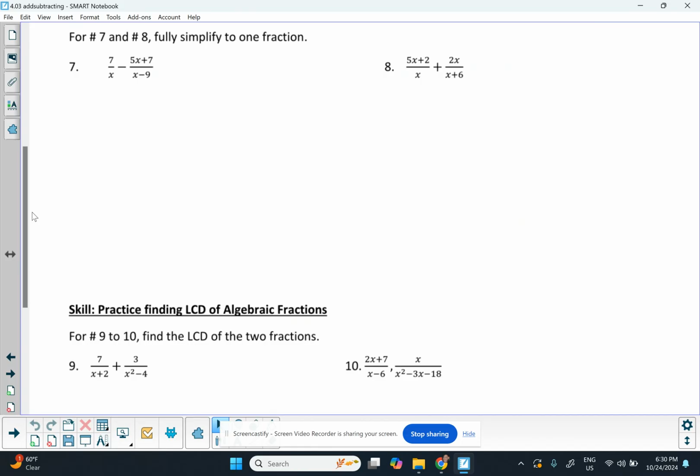In this video, I'm going to go over some of the addition and subtraction problems. We're going to start off with problem number 7.